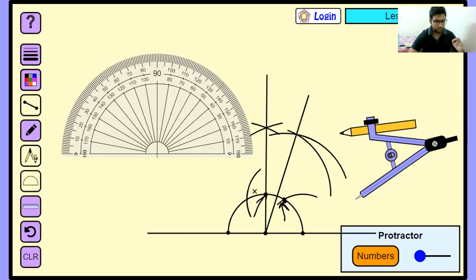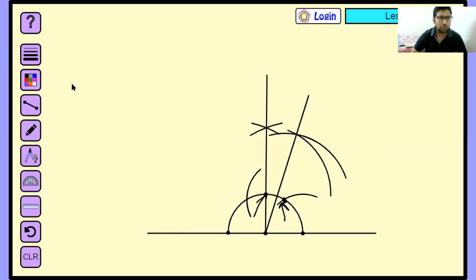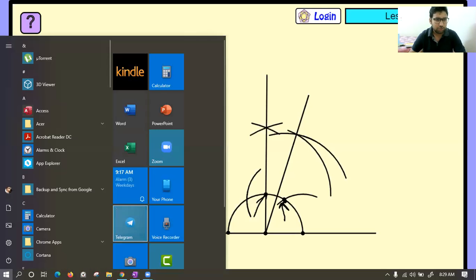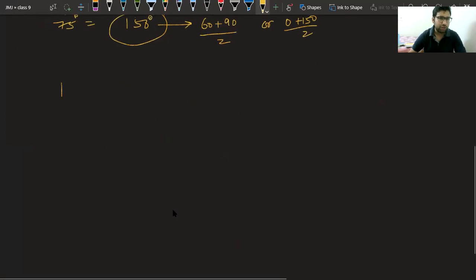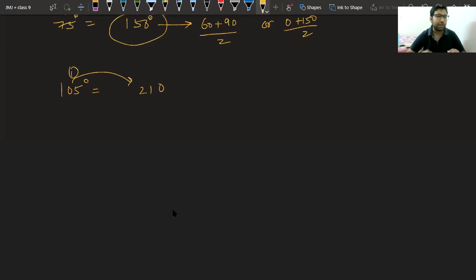Now let me try one more question with you. Suppose you want to draw 105 degree. Which two angles will you take, class? Piyush is saying 120 and 90. Okay, the next angle I am saying is 105 degree. Twice of this angle is 210. So class, we need two angles whose sum is 210.